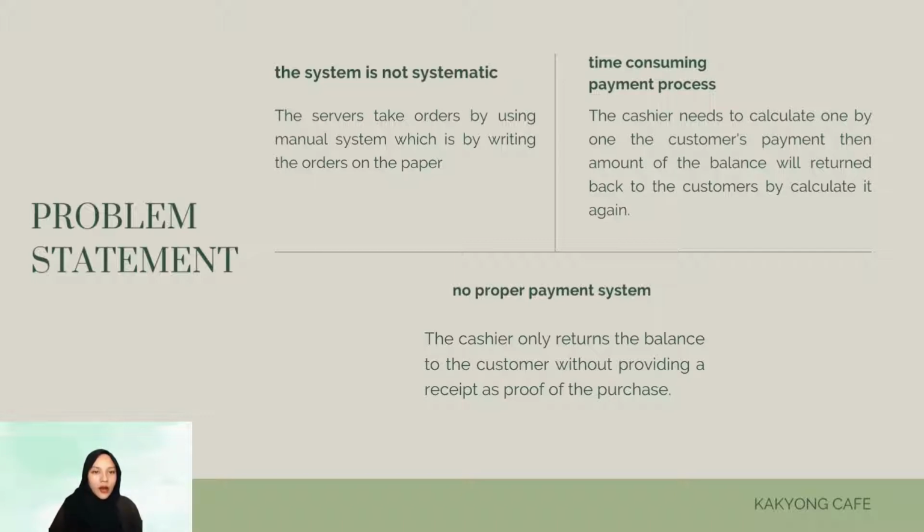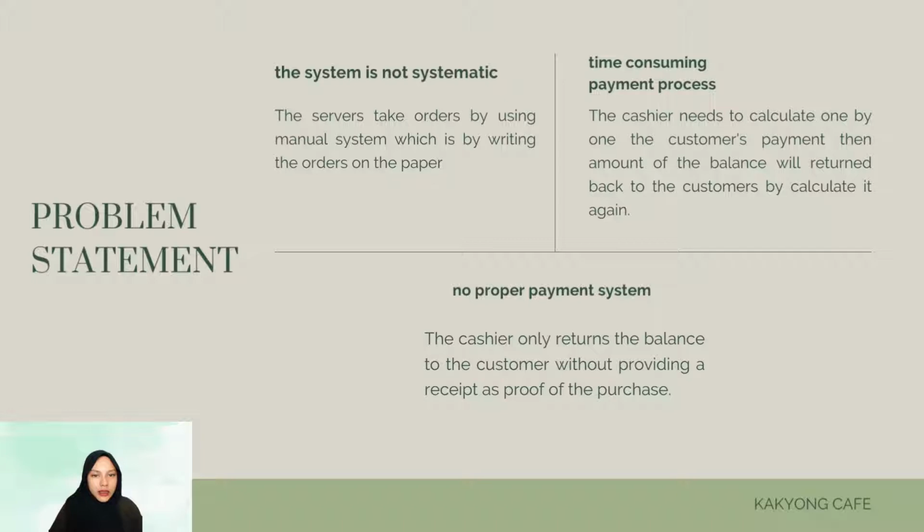Okay, so the main problem we face when running this business is the system is not systematic. It happens when we are taking in orders. This is because the servers take orders using a manual system, which is by writing the order on paper. So, it may take a long time to make the orders, such as not being able to read the order properly, irregular order arrangement, time management, and others. This will affect the business, which incurs losses due to the process of receiving orders from customers via that method.